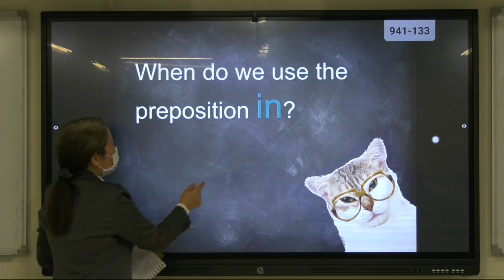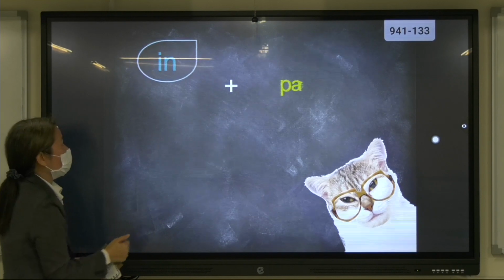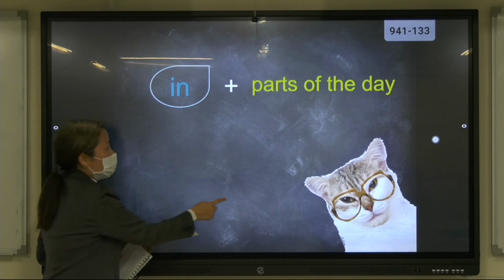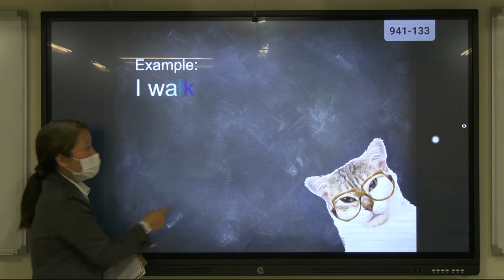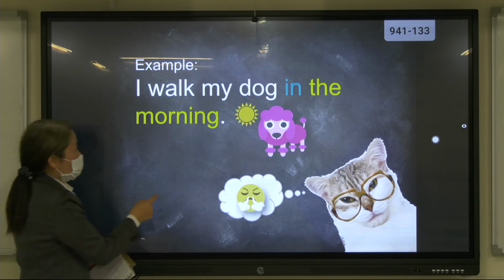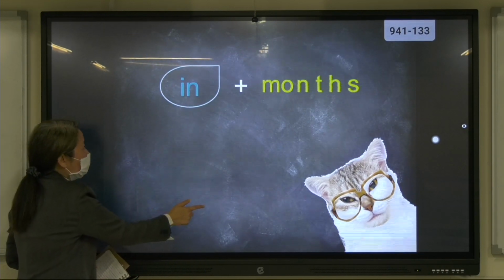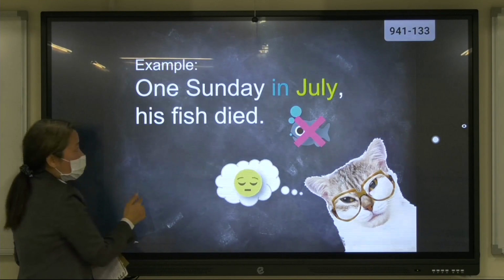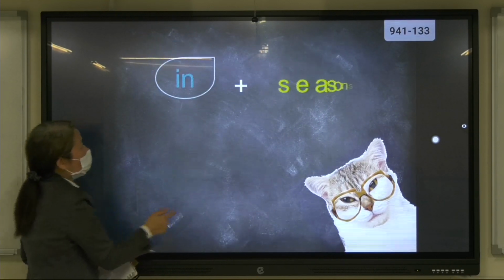And when do we use the preposition in? We use in to talk about parts of the day. For example, in the morning, in the afternoon, in the evening. For example, I walk my dog in the morning. Also, we use in to talk about months. For example, in July, in September, in October.